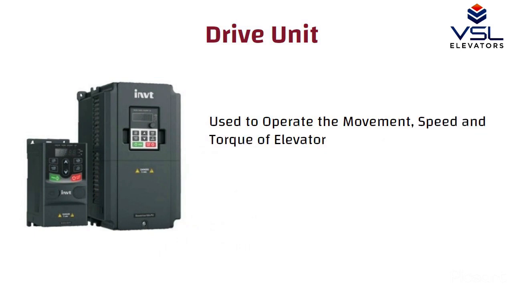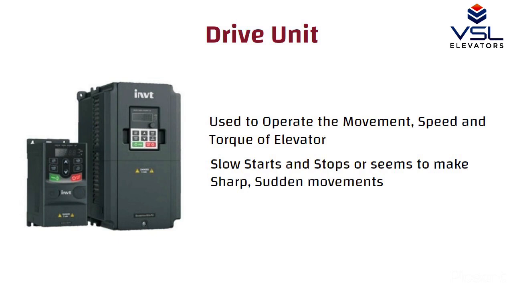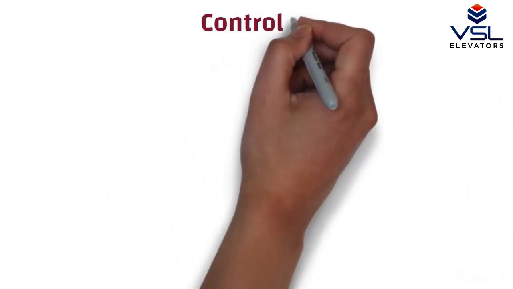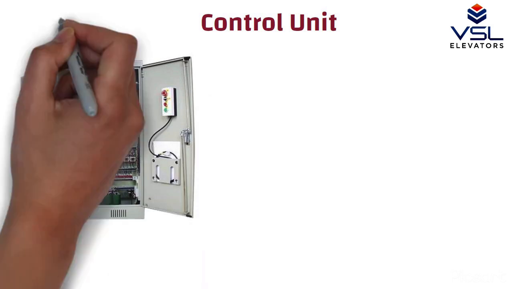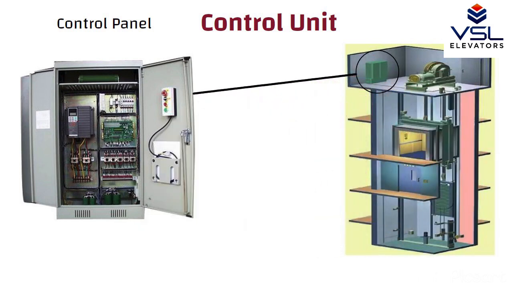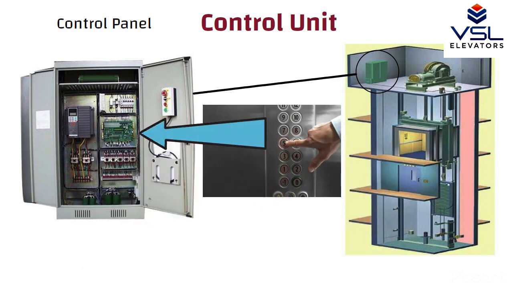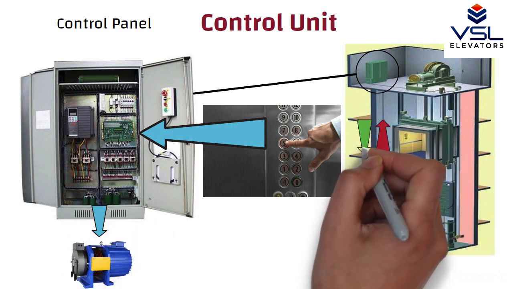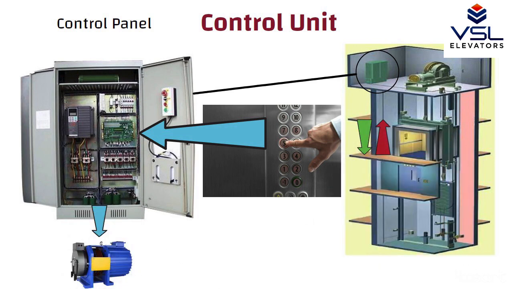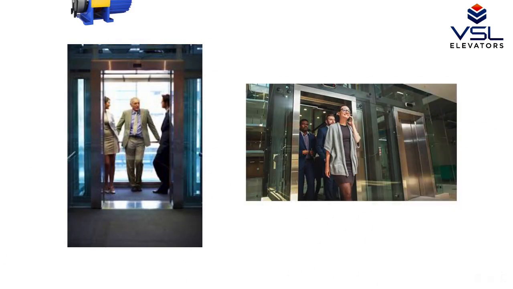If your elevator often suffers from slow starts and stops or seems to make sharp, sudden movements, the drive could be to blame. Control unit. It is also known as controller or control panel. It is placed in machine room which is generally at the top of the elevator shaft. When we press any button in a lift, the signal goes to the control unit and then it is translated through the system to tell the motor whether to move up or down. Once the elevator has reached its destination, a signal is sent to the control room for it to either stop and let passengers board or exit it.